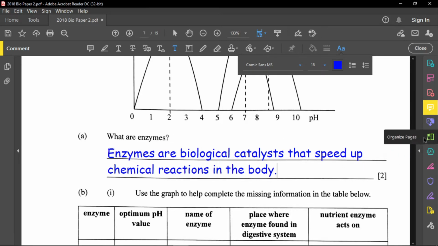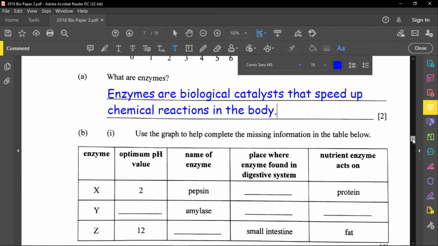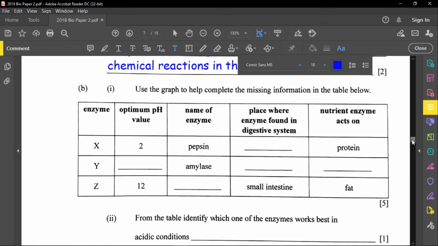All right, you could add that piece if you desire to do that. So here now we said use the graph to help complete the missing information in the table below. The first column talks about the enzymes X, Y, Z, and optimum pH. The optimum pH here they give us is 2. Then name of enzyme, place where enzyme found in the digestive system, nutrients enzyme acts on. And so for optimum pH here, let's go by rows.